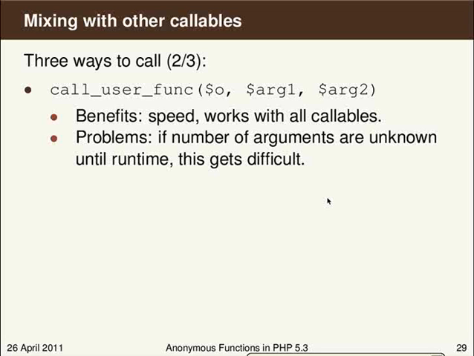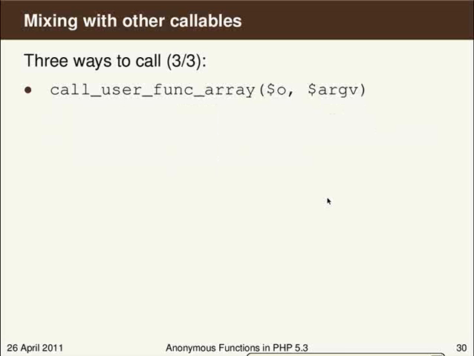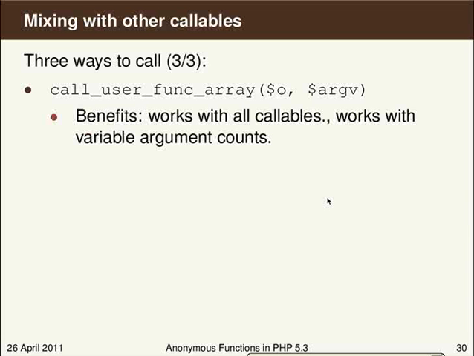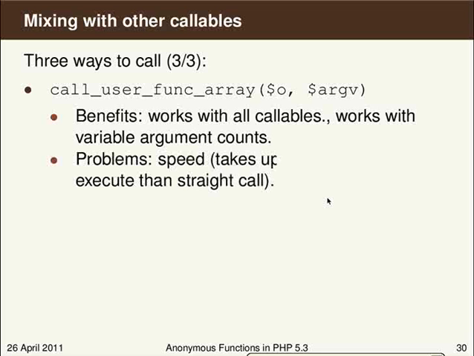I remember building up all sorts of things until I ran into our third way to call things, and that's call_user_func_array, in which case your callable is the first argument, and then the array of arguments to pass to it. So this is really nice. This solves a lot of problems. It's lovely. It works with all callables. It works with variable argument counts. Everybody's happy, except for speed. It takes up to 6 times longer to execute a callback using call_user_func_array than using a straight call. Now, that won't be a problem in many cases.